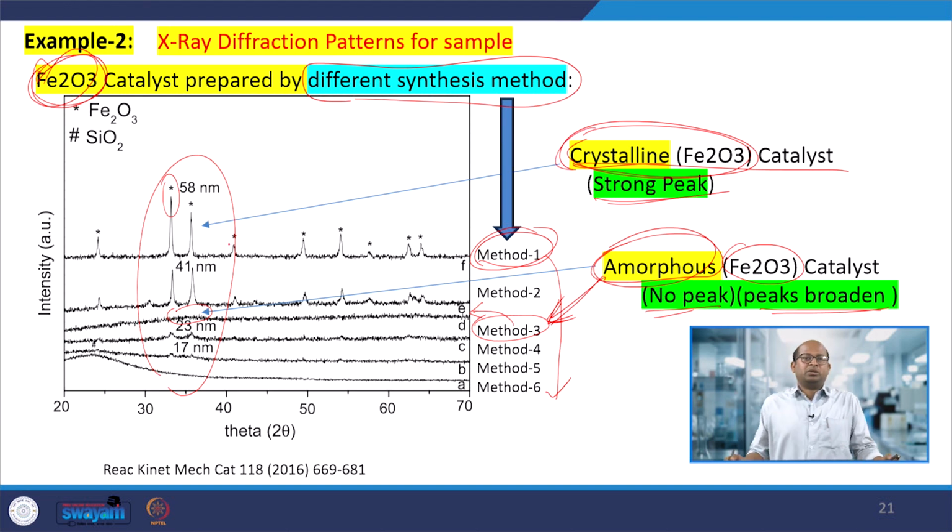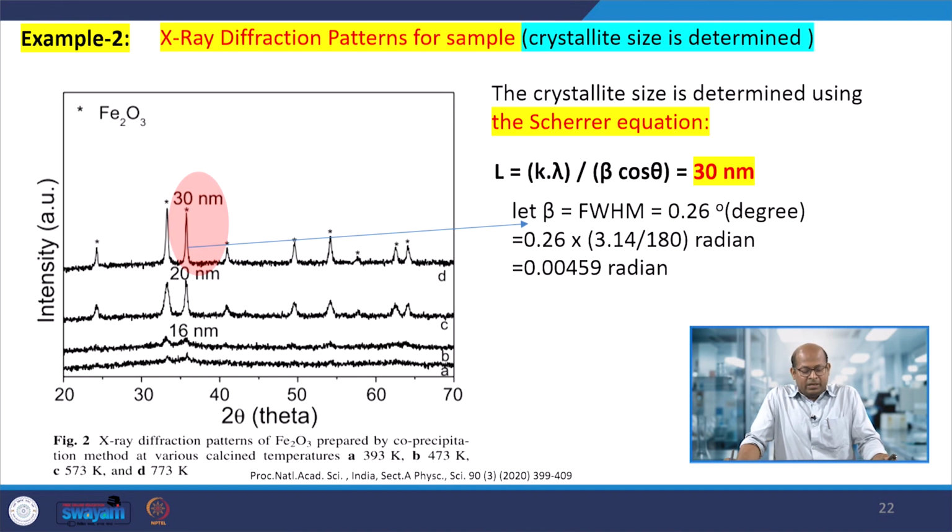So depending upon our applications, we can prepare that material by using a specific phase, and we can get a specific property that may be useful for that particular application. Similarly, here is another example. Here is crystallite size determination, which we have already discussed.